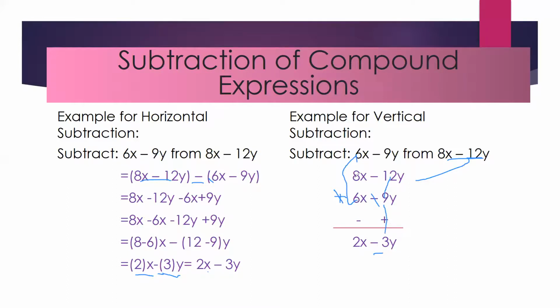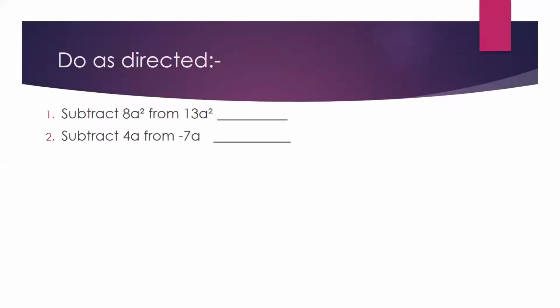Now 8x minus 6x, because you have changed the sign. So 8 minus 6 gives you the answer 2x. So 2x minus 3y. You get the same answer in the vertical and horizontal methods. In both, you get the same answer. I hope that now it's properly clear to you.